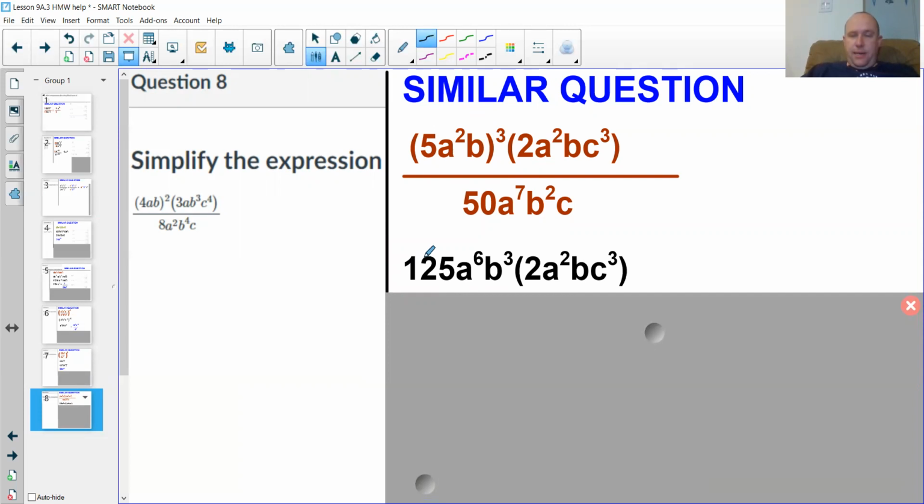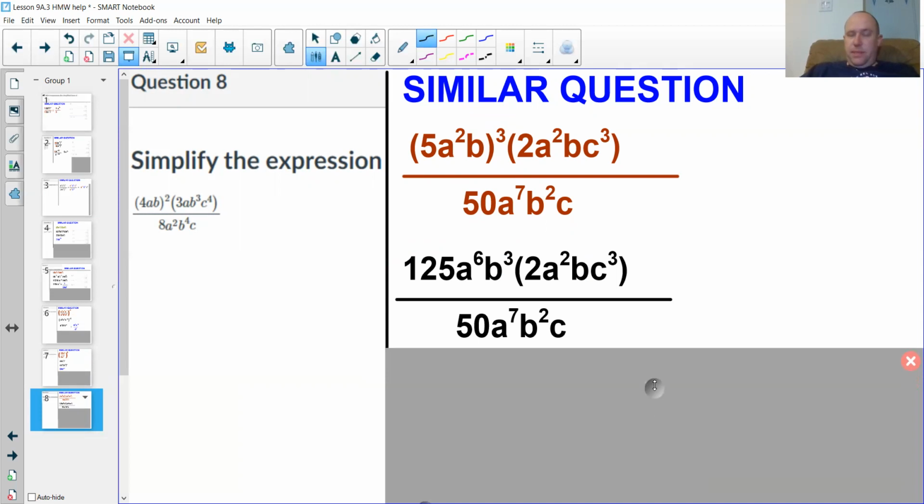So 5 cubed, I did on Desmos, 125. A to the 2 to the 3, 2 times 3 is 6. And b cubed is just b cubed. This term's exactly the same, and the bottom's exactly the same, because that wasn't what I was working at this stage.